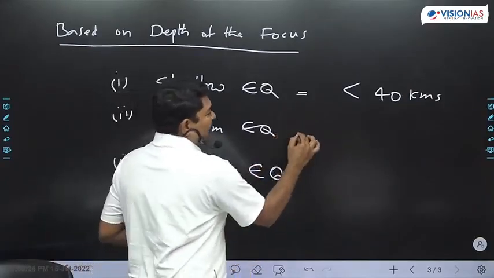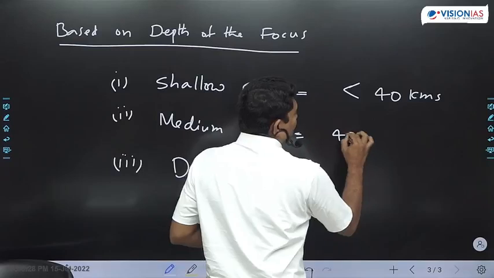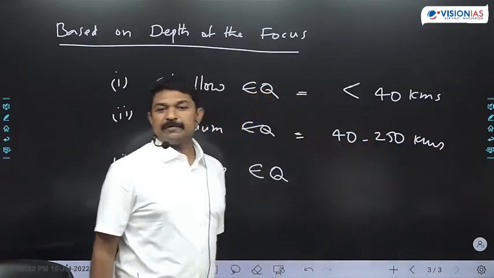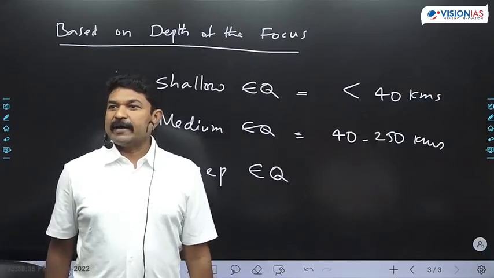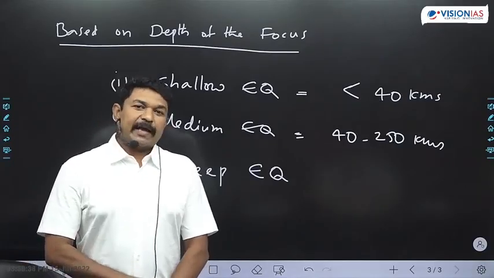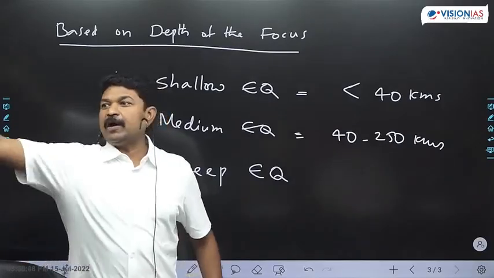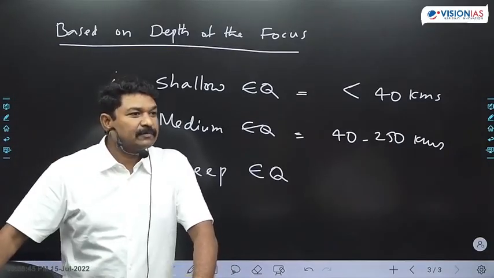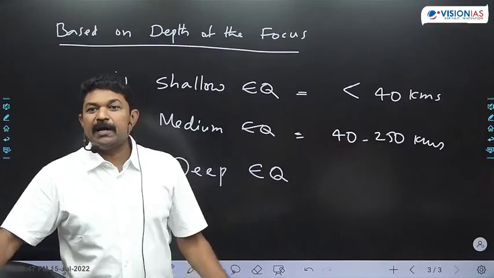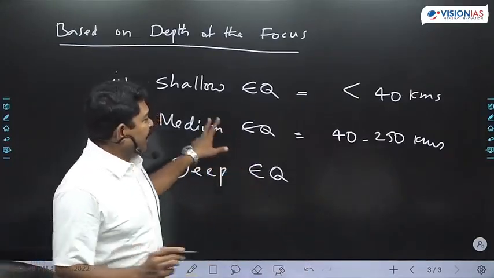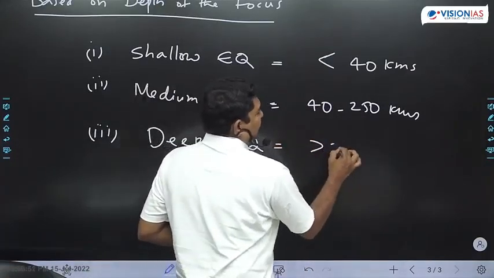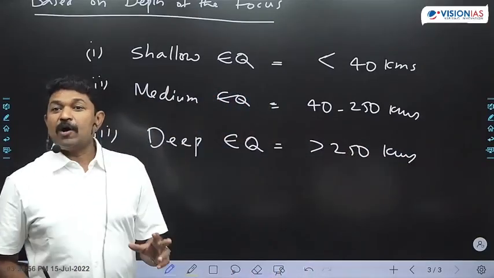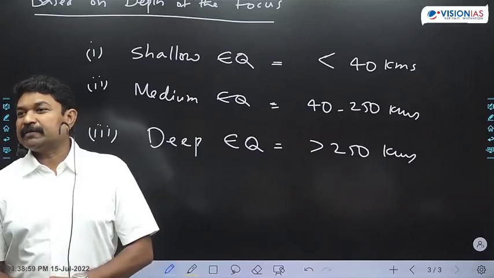When the focus is located anywhere between 40 to 250 kilometers, it's called a medium earthquake. Sir, how can it be 250 kilometers, sir? You can see the breaking of the rock even beyond 250 kilometers. Meaning what? Below the asthenosphere also. Got the point? It's a medium earthquake. If there is a focus which is beyond 250 kilometers, it is called a deep earthquake.